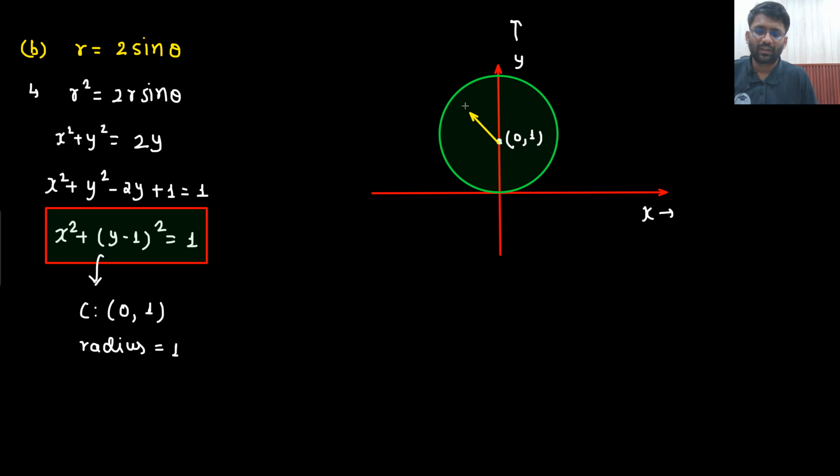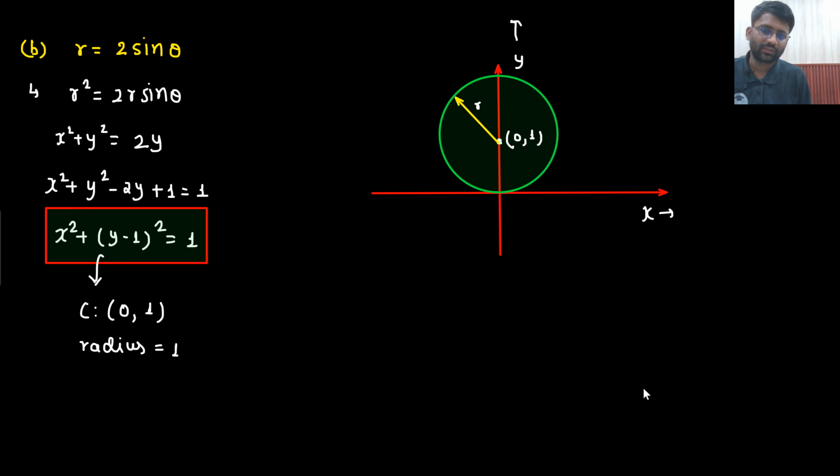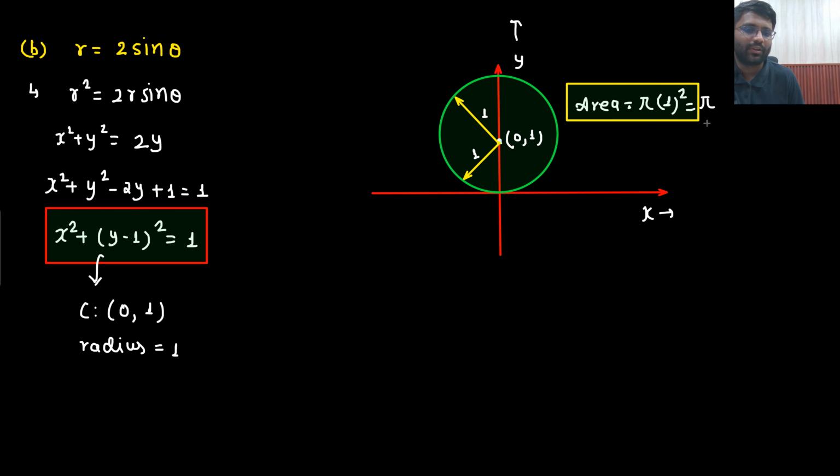Radius of 1. Can you find out the area? Radius I should write down: this distance is 1. Area will be pi r square, so the area will be pi. So, sir, the answer to the question has already been given, but we need to do more discussion.